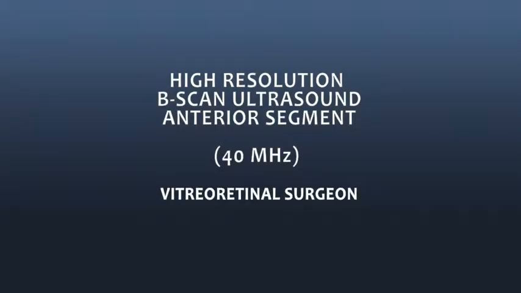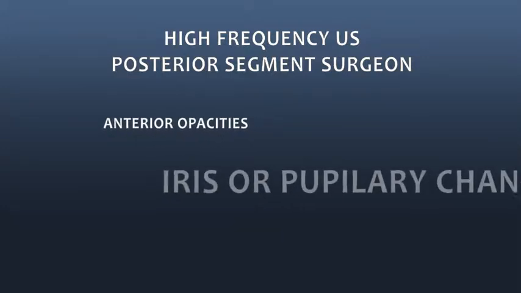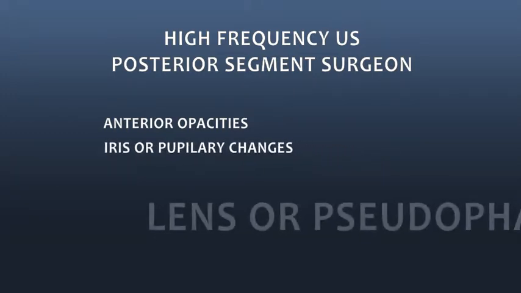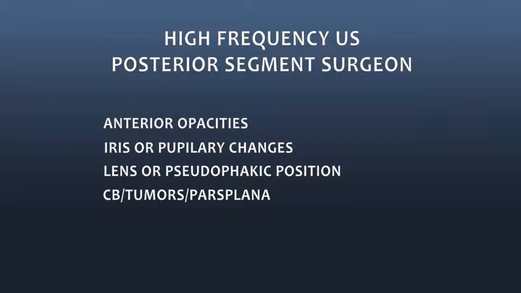Hello and welcome to high-resolution B-scan ultrasound of the anterior segment for the vitreoretinal surgeon. High-frequency ultrasound for the posterior segment surgeon usually involves problems with visualization: anterior opacities, iris or pupillary changes, lens or pseudophakic position, ciliary body problems or tumors, and the region of the pars plana for any type of scar tissue or any other problem getting inside the eye.